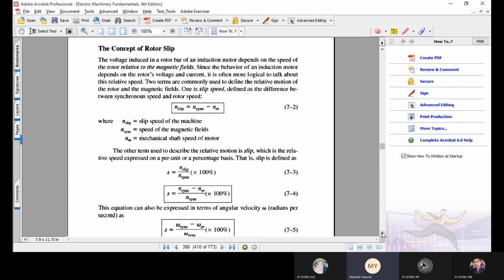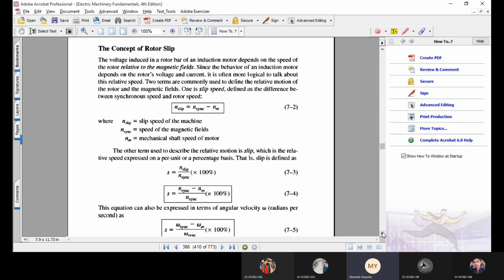So to explain this concept of relative motion, they have introduced two parameters. One is the slip speed and the other is the slip. So these are the two parameters that are basically used for the explanation of relative motion, that is very vital in induction motors. So first of all, coming to the first parameter, that is slip speed. What is the slip speed? Slip speed is basically the difference between the synchronous speed and the rotor's mechanical speed.